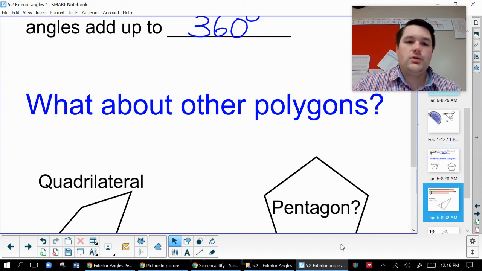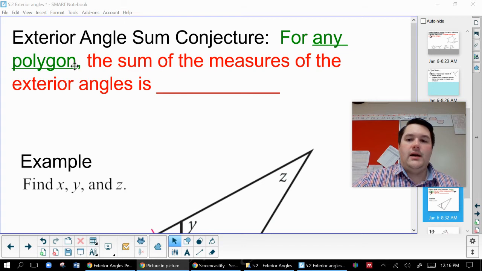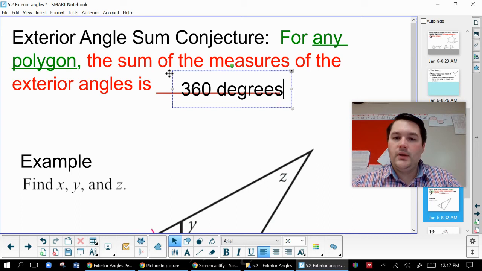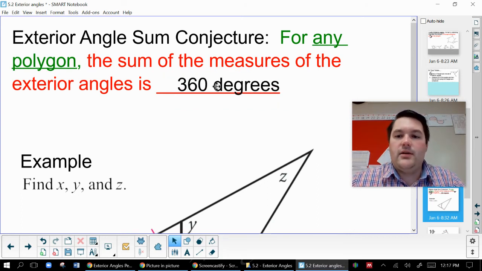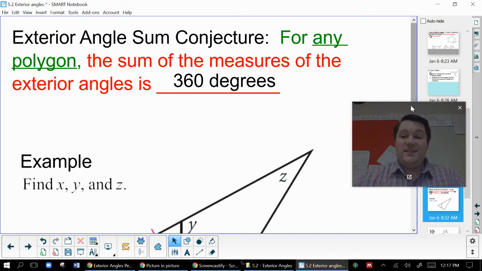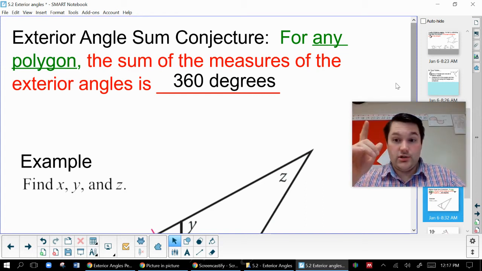So our conjecture for this one is the exterior angle sum conjecture: for any polygon, concave, convex, any number of sides, the sum of the measures of the exterior angles is 360 degrees. Every single time. Doesn't matter how many sides it has, doesn't matter at all. It's a little harder to see with the concave one, but it still works. So that is the conjecture. Make sure you get that written down in your conjecture sheet.